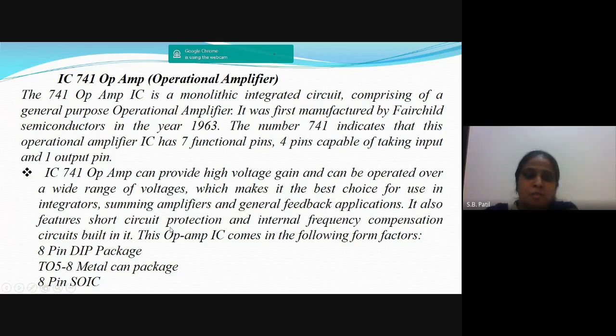It also features short circuit protection. One of the features of the IC741 operational amplifier is short circuit protection, which means it protects against excessive current. And an internal frequency compensation circuit is also built in. The operational amplifier IC is available in the form of an 8 pin dual in-line package, TO5 8 pin metal can package, and 8 pin SOIC. In these forms, the IC741 can be available.